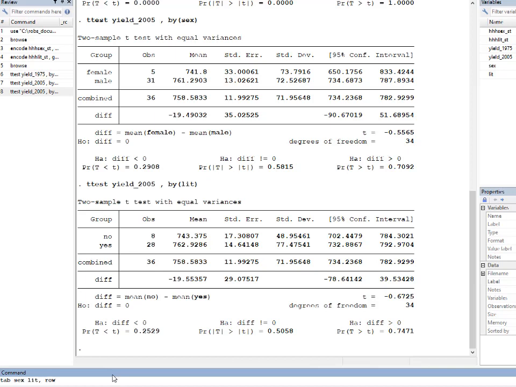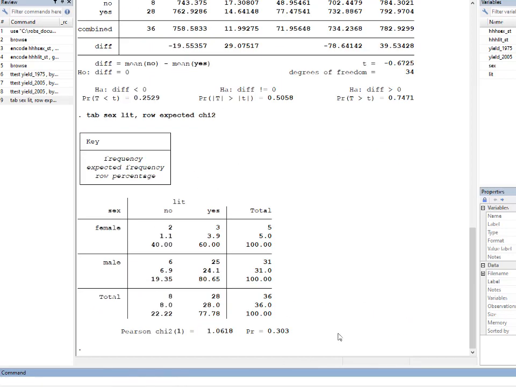So row percentages and expected values. And then you type in chi squared, meaning chi squared. Yeah, okay, and that does two things at once. It gives you this tabulation.